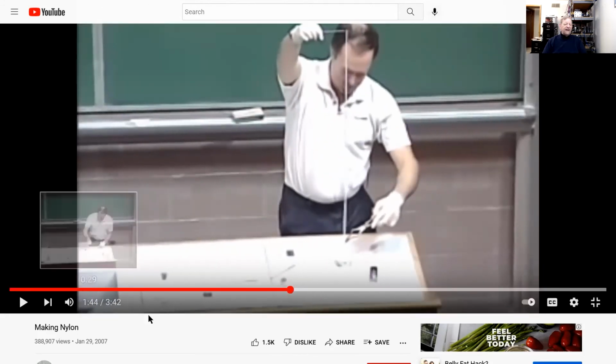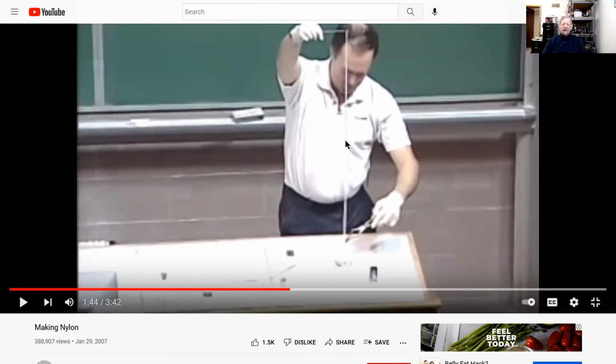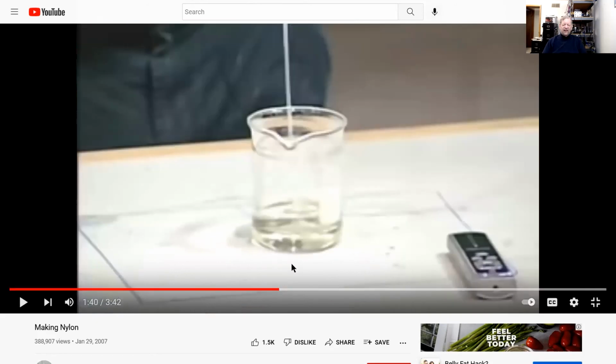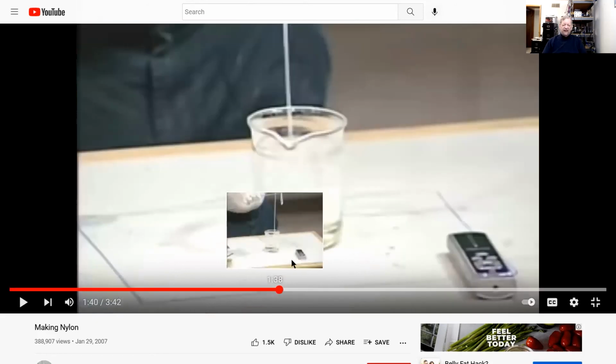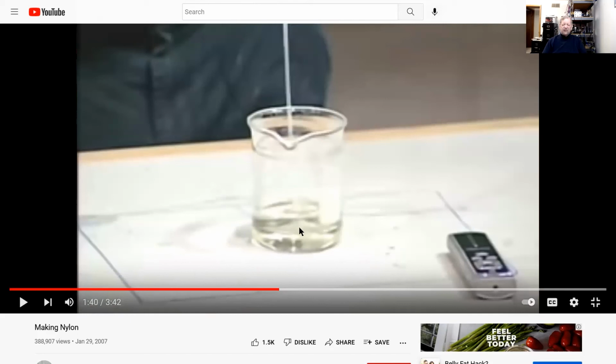We would normally wrap it around a beaker. If you can't see it, it's hard to see, but right here between the two layers, you could see this white film forming. And that's because the top layer has the diamine, the bottom layer has the acid chloride, the diacid chloride. And that's where they touch, they form a reaction. And this is how you make nylon.